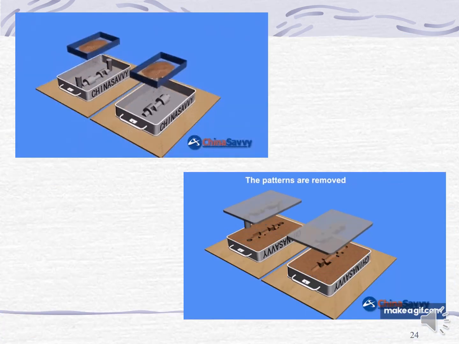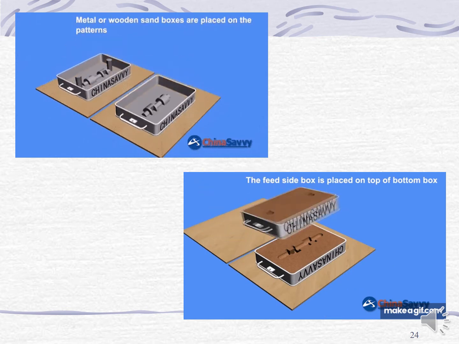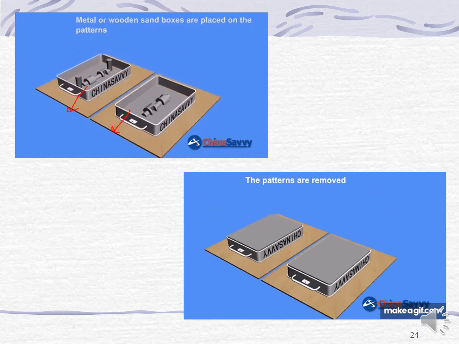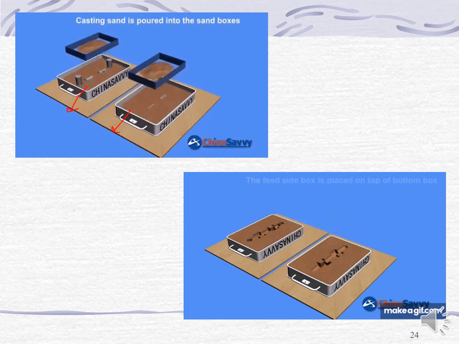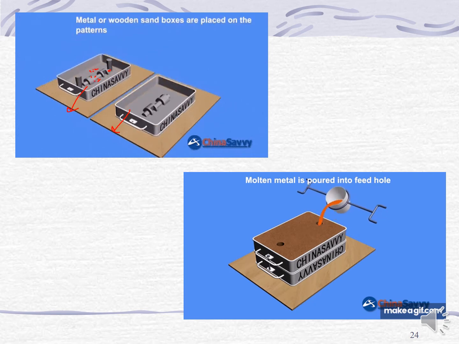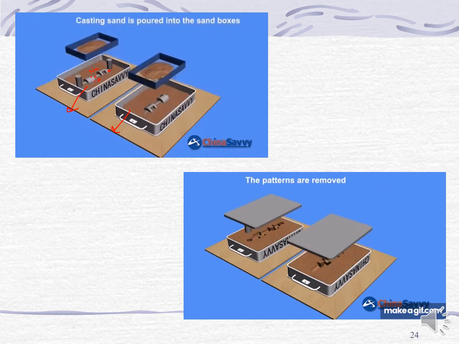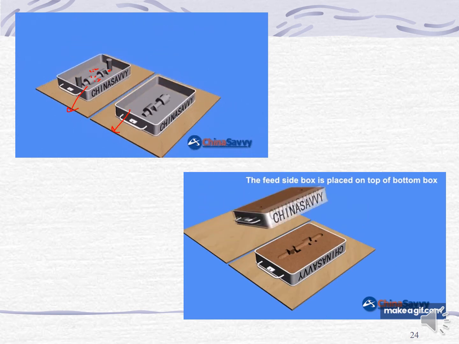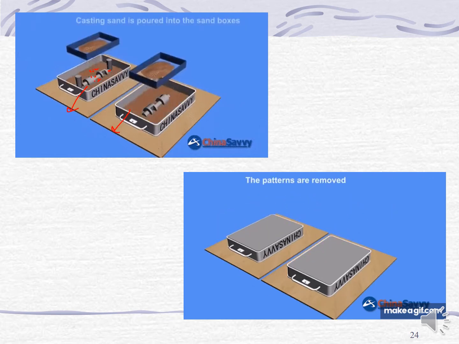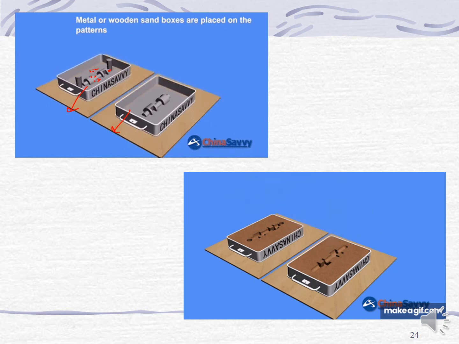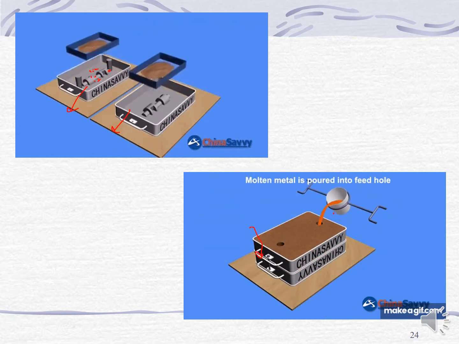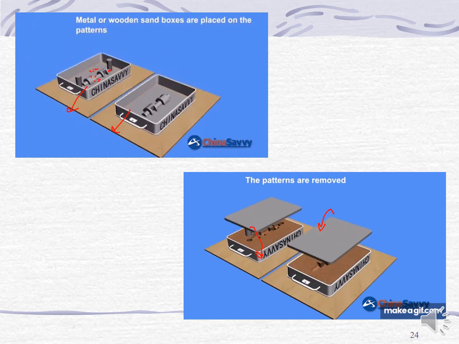Okay, this animation shows you the process. We have the pattern here. The pattern is divided into two parts. And then we pour sand. After pouring sand, we use special tools to compact the sand so that it will leave the imprint of the pattern. Okay, and then we bring together the pattern halves, and then pour the molten metal.